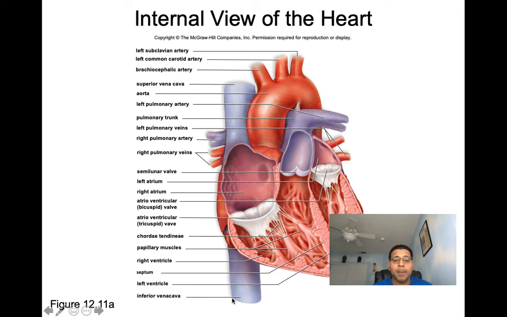Here's the vena cava. So it makes its way into the right atrium. From the right atrium, it passes across this tricuspid valve to make its way into the right ventricle. From the right ventricle, blood is going to be passing this right semilunar valve to make its way into the pulmonary trunk. From the pulmonary trunk into the pulmonary arteries.